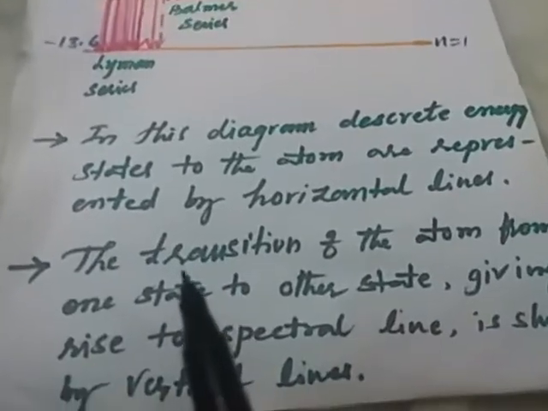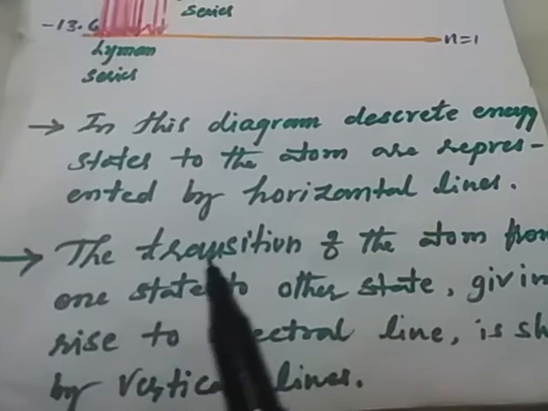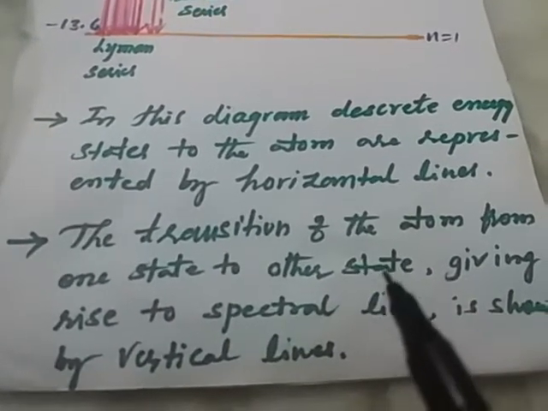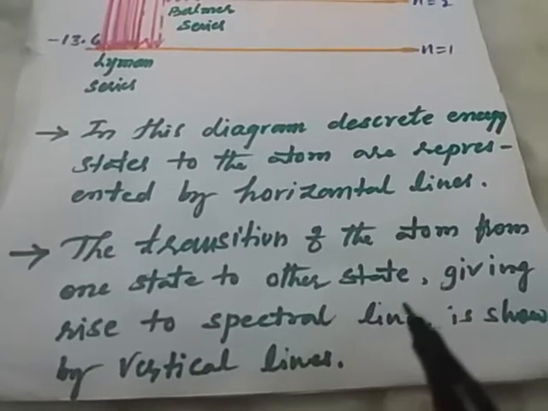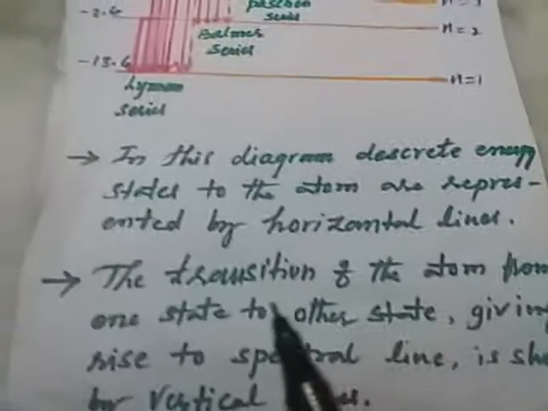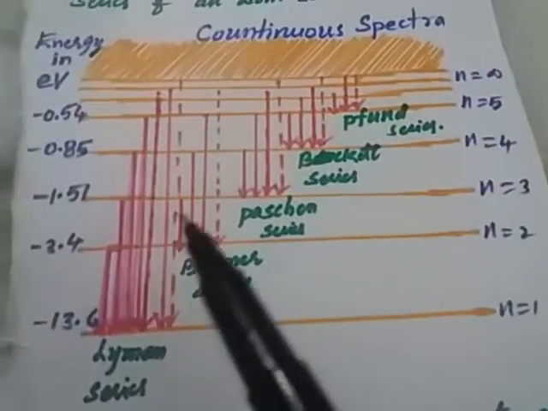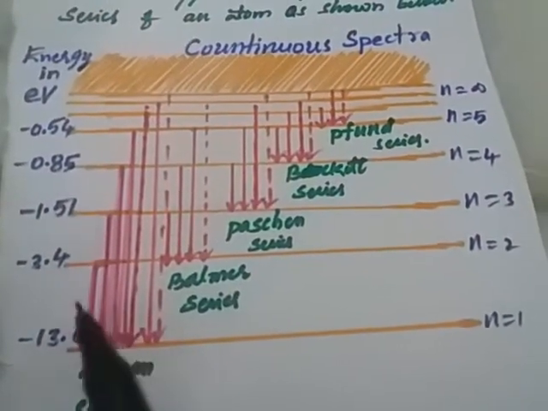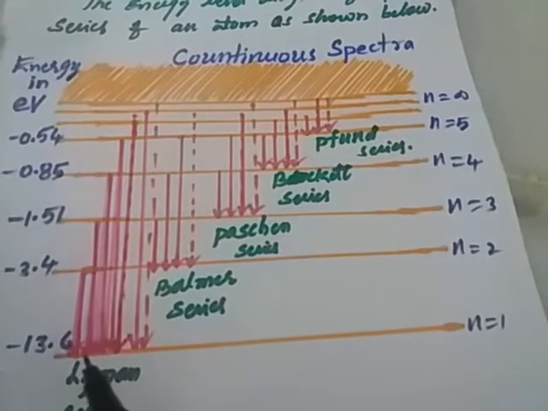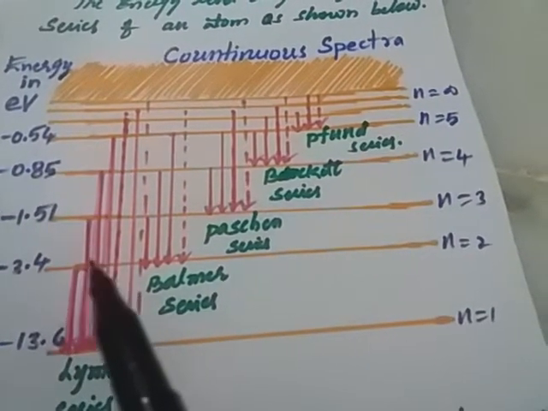The second point is that the transition of the atom from one state to another state, giving rise to a spectral line, is shown by a vertical line. So here, students, when an electron makes a transition from one state to another state, or atoms from one state to another state.